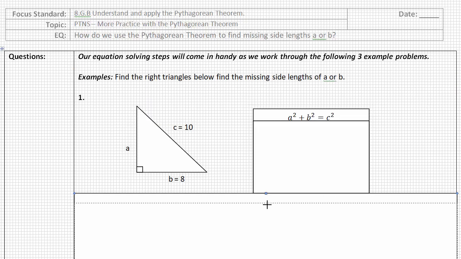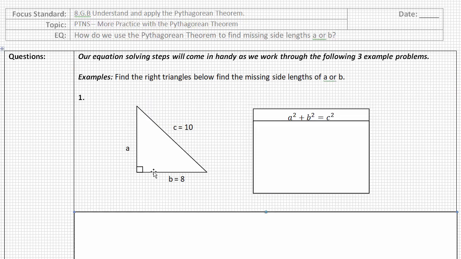Let's go ahead and get started with our first example. For all of these examples, as I said, we'll be finding the missing side lengths, either A or B. So in problem number 1, we have our right triangle, which is the only type of triangle we can use the Pythagorean theorem for. And it's telling us that the hypotenuse, side C, is 10 units. The leg, B, is equal to 8 units, but we don't know what this vertical leg, A, is equal to. So we need to solve for A.